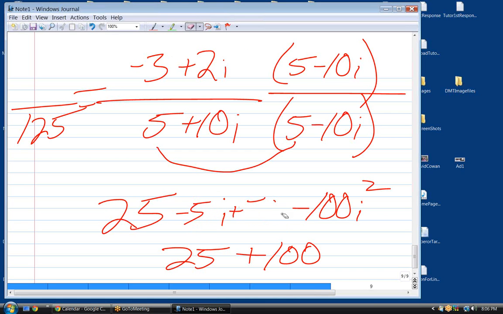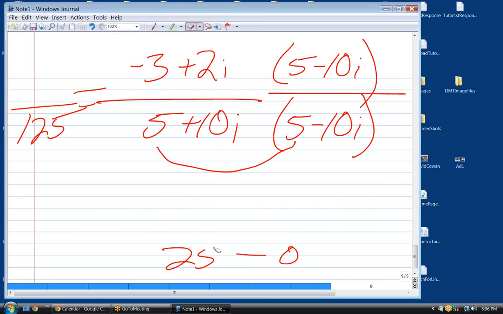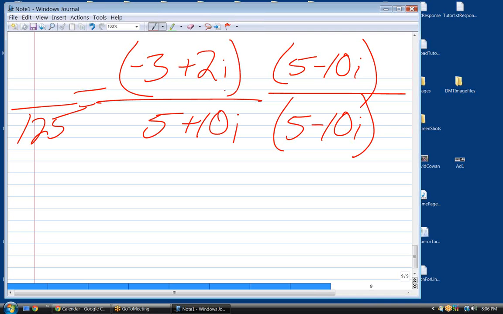Now, we've got a numerator that we have to come up with, and we come up with the numerator by multiplying that times that. We know how to do that. We just did it as step 1. What was it? Again, let's do it. Yeah, we already multiplied the two denominators, and we came up with 125. So now we need a new numerator. You have to multiply minus 3 plus 2i times 5 minus 10i.